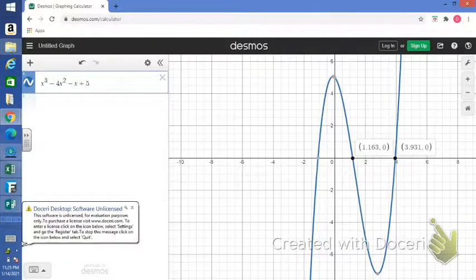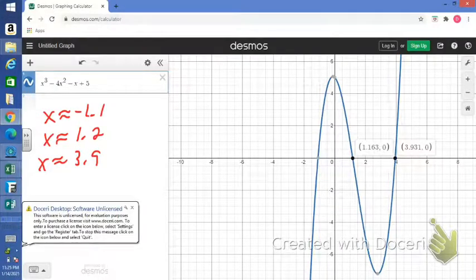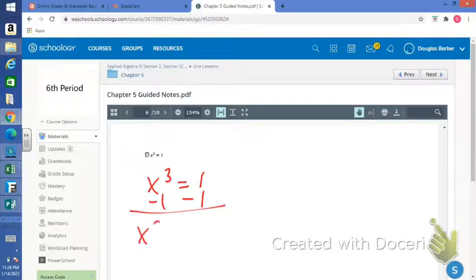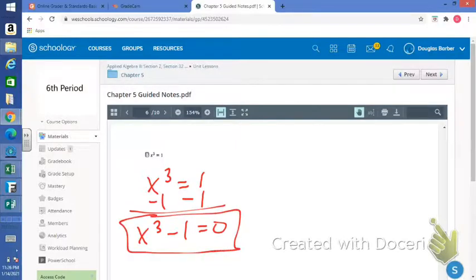Alright, so our zeros are x approximately being negative 1.1, x approximately being 1.2, and x approximately being 3.9. Okay, those are the zeros, those are the roots, those are the x-intercepts. Alright, they all mean the same thing. Okay, and then for part B, we have x cubed equaling 1. Let's subtract 1 from both sides, so we get x cubed minus 1 equals 0. Let's plug that in.